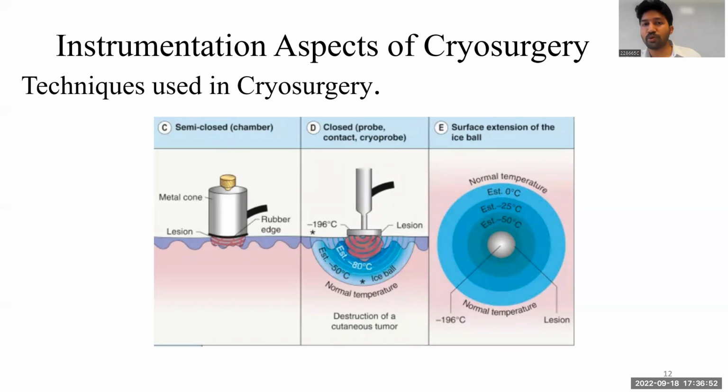And then we have the closed probe contact, or the cryoprobe, where we deliver the cryogen via a closed loop. Here you can see that in the closed loop there's ice ball formation, and in the ice ball you can see that the temperature close to the lesion is very low, close to minus 60 degrees Celsius, and as you move outward in the ice ball, it reduces.